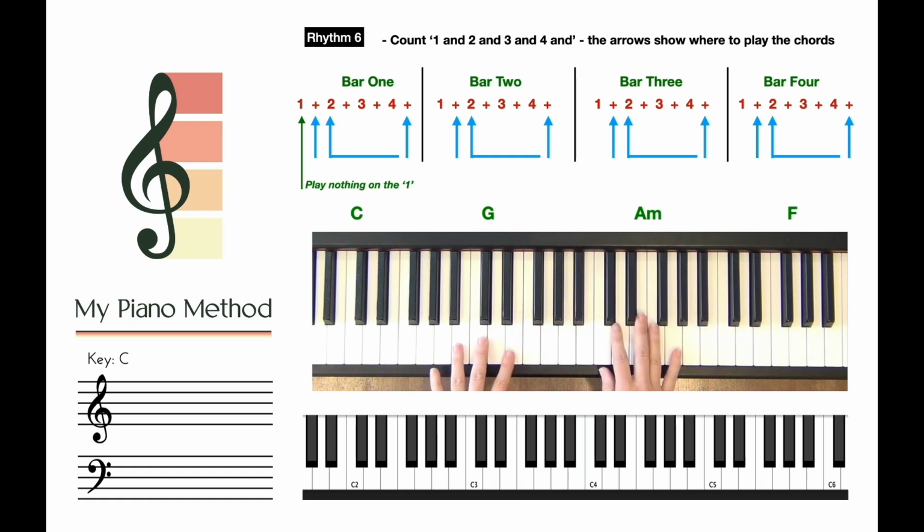All we're going to do here is switch it around ever so slightly, because we're going to delay starting the chord. We're not going to hit the chord on number 1, and we haven't done that yet. So looking at the C, we're counting 1 and 2 and 3 and 4 and. We're going to not play anything on the 1. We then hit the chord on the and.